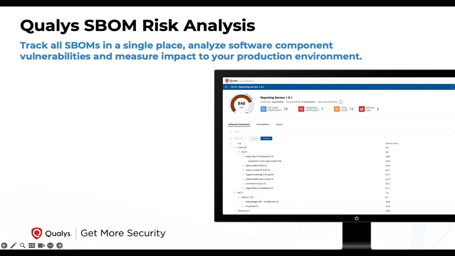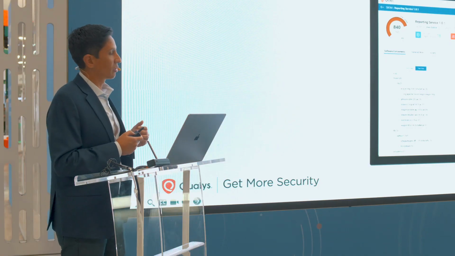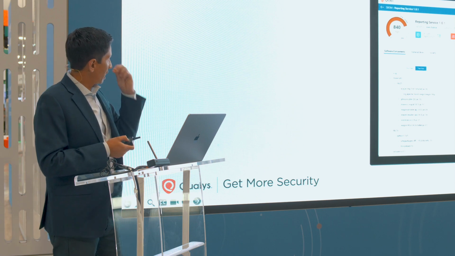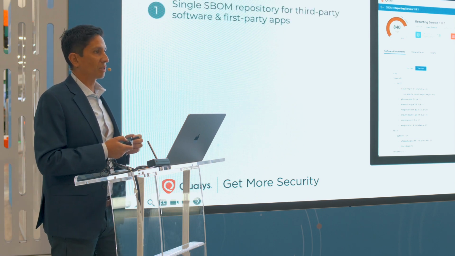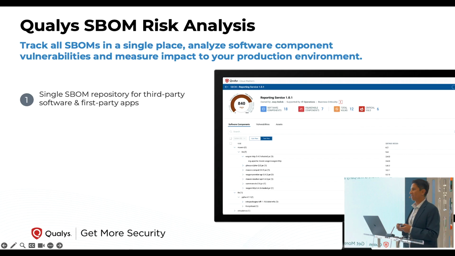So this brings me to Qualys SBOM risk analysis. What it does is it helps you build a single repository of your SBOMs across your first-party and third-party applications. For third-party, that is off-the-shelf third-party software, for most of the common software packages like Elasticsearch or Tomcat, it automatically gathers the SBOM. It automatically maps that to your existing software inventory that you're collecting within our cybersecurity asset management solution.